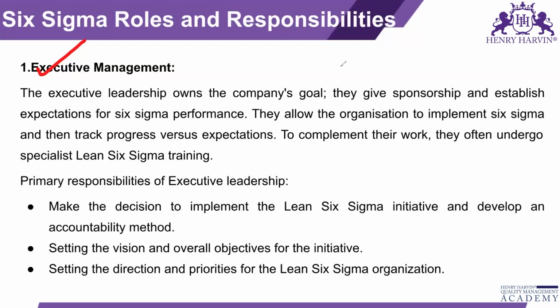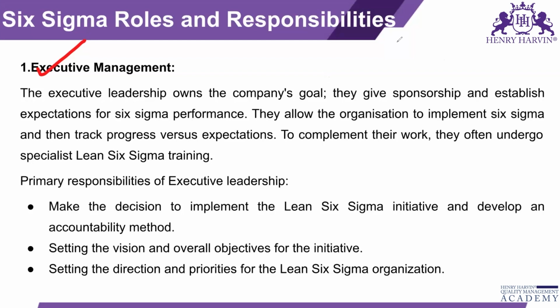Executive management. The executive leadership owns the company's goal. They give sponsorship and establish expectations for Six Sigma performance. They allow the organization to implement Six Sigma and then track progress versus expectations. To complement their work, they often undergo specialist Lean Six Sigma training. Primary responsibilities of executive leadership: make the decisions to implement the Lean Six Sigma initiative and develop an accountability method, setting the vision and overall objective for the initiative, setting the direction and priorities for the Lean Six Sigma work.